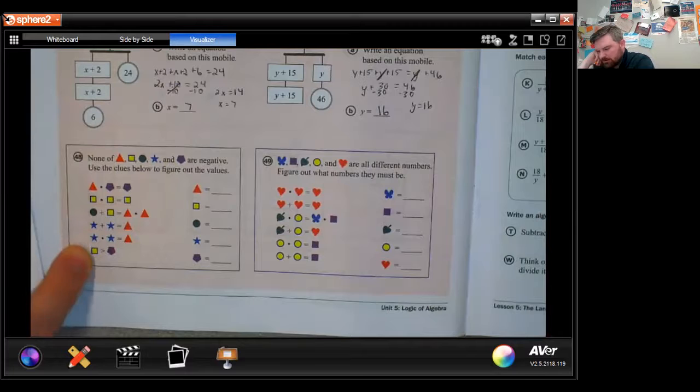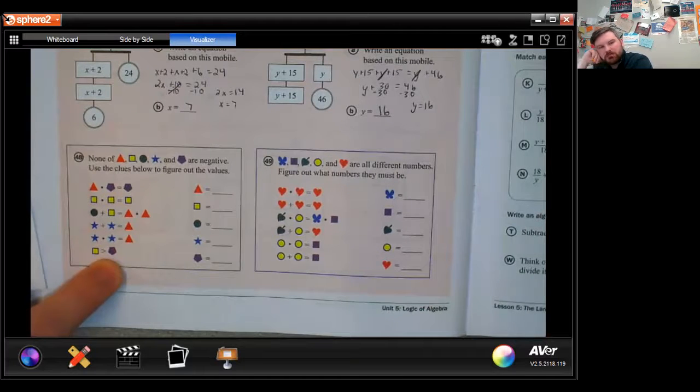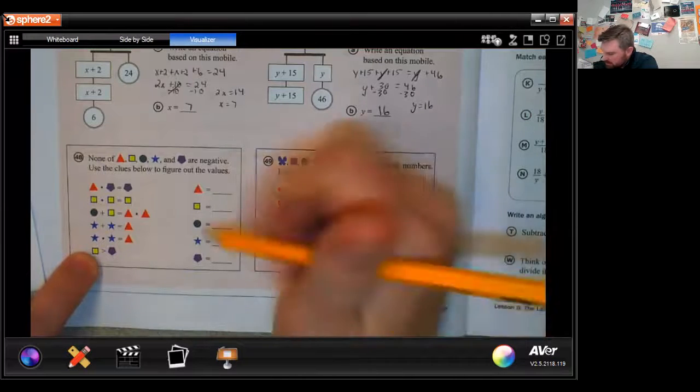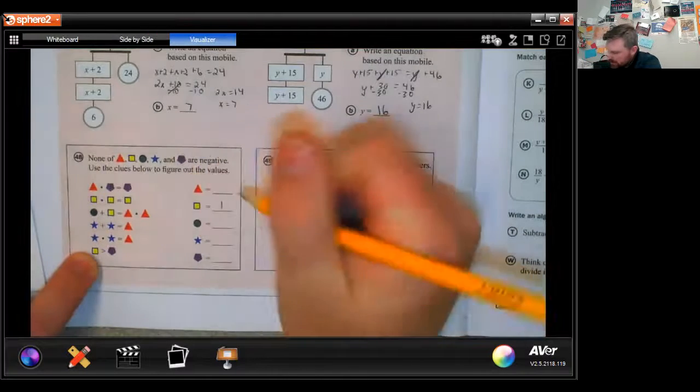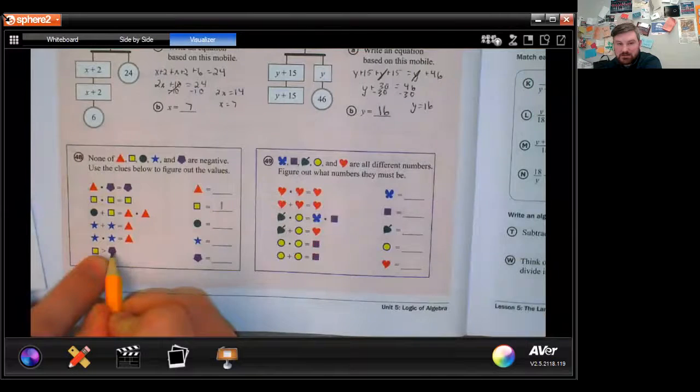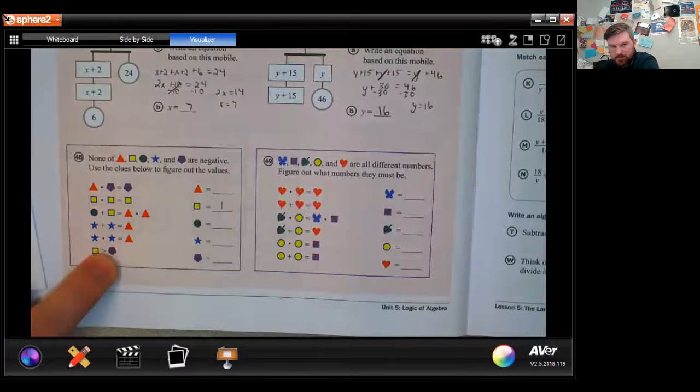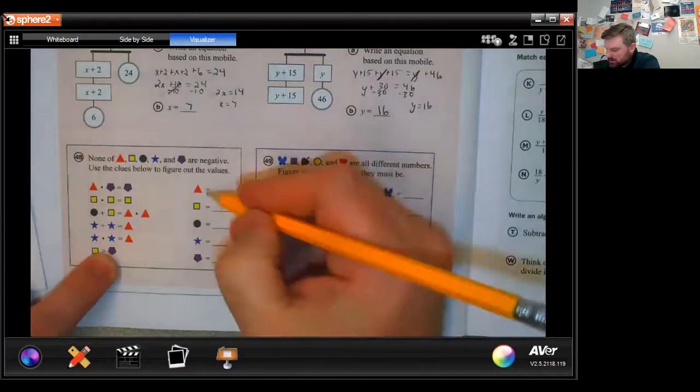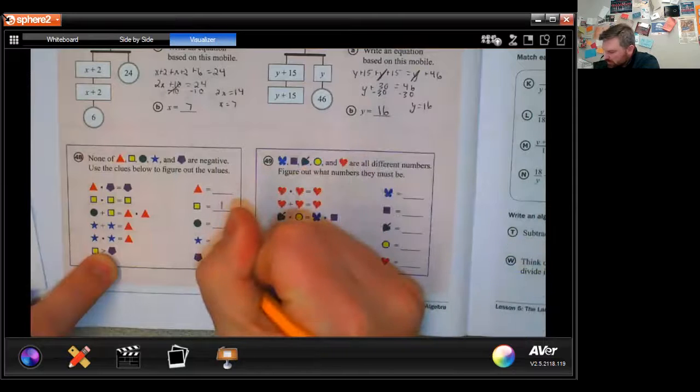But down here, it says a square is bigger than another number. So that means that this square probably cannot be 0. So I'm going to make the square 1. And it says a pentagon is less than that. So the only thing less than 1 would be 0.